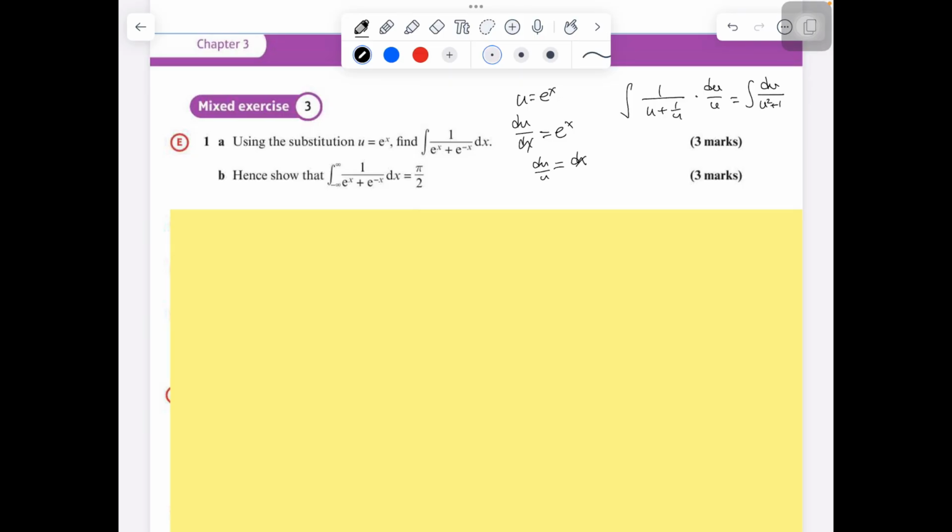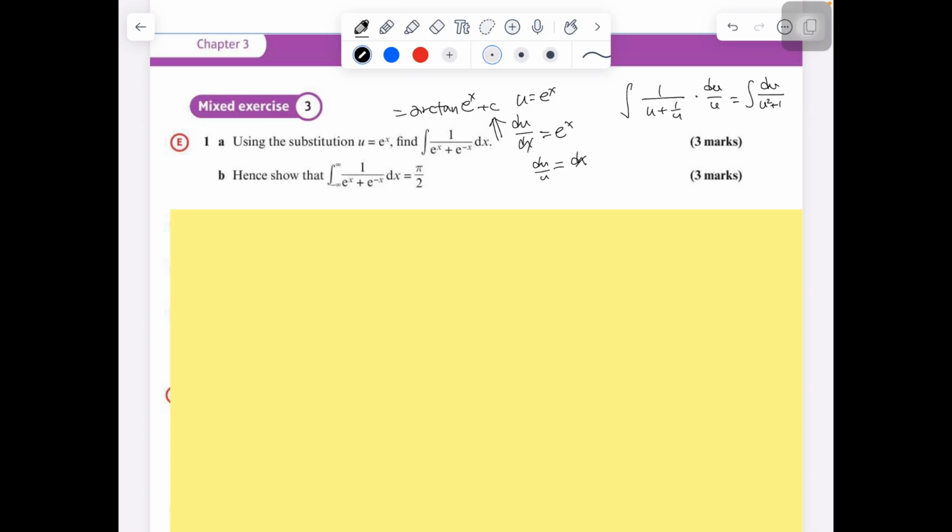So 1 over u squared plus 1 is arctan. So now we know this is arctan. So here arctan of u plus c, but u is e to the power of x, so arctan of e to the power of x plus c. So this is the one. So number B.